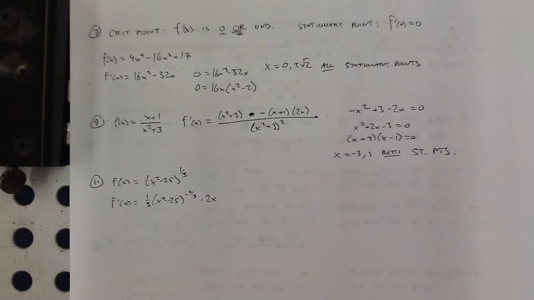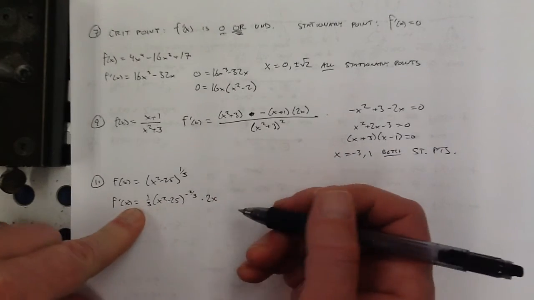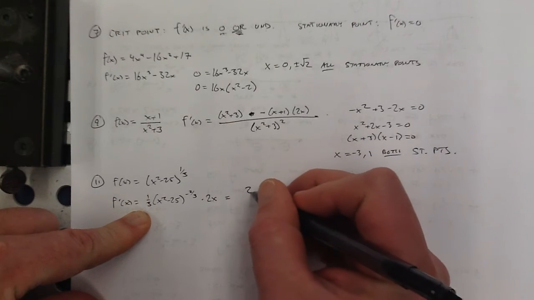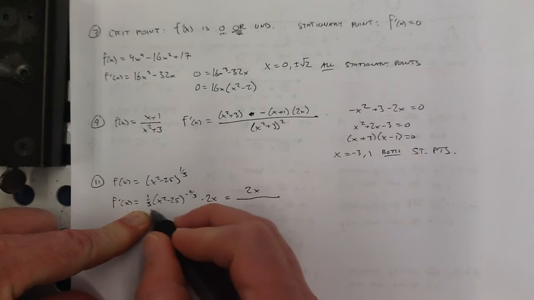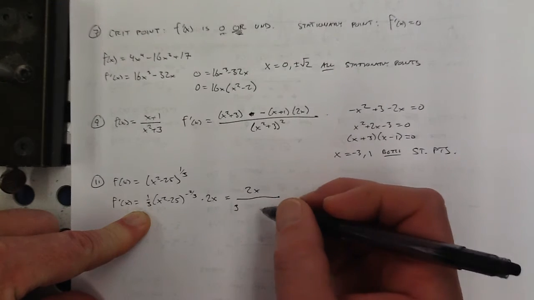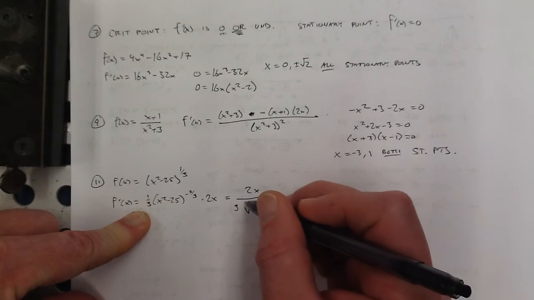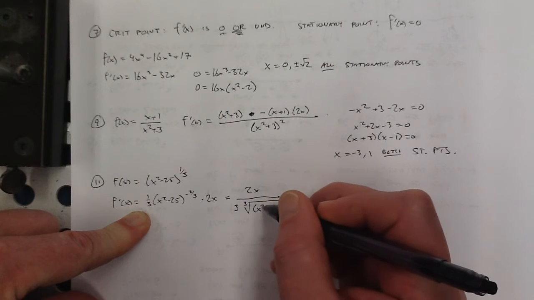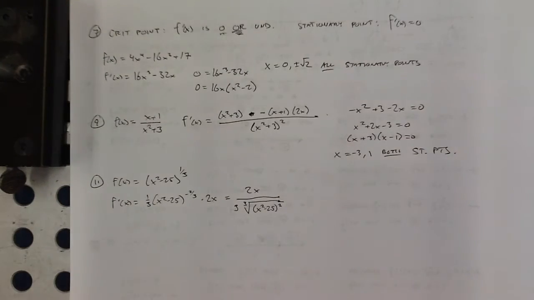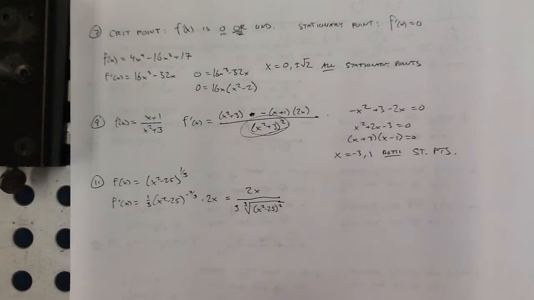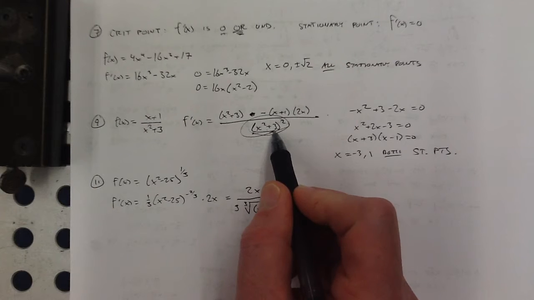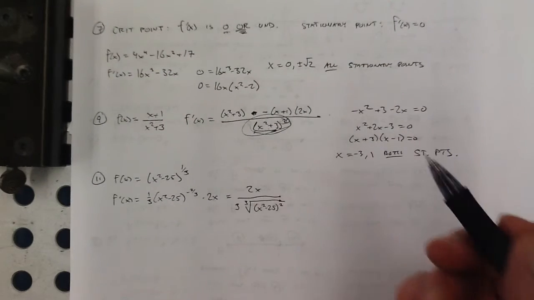Derivative would be that. Okay, so let's try to clean this up a little bit. So this would be on the top. I'm going to put the 3 on the bottom. And then I'm going to rewrite this back in radical form so I can get my head around what's going on here. It's the cube root of x squared minus 25 squared. Okay, so when I'm looking for critical points, here I didn't have to worry about that being 0 because x squared plus 3 is always a positive number and it's getting squared. So this is never equal to 0.